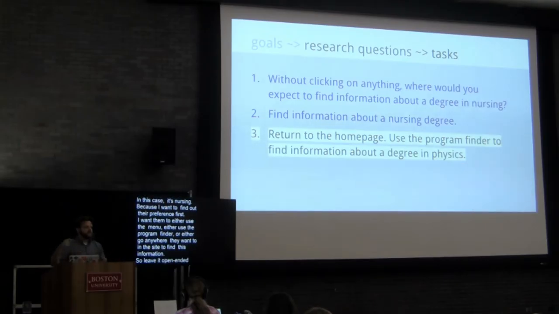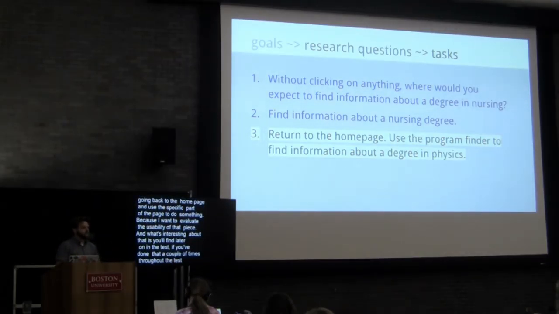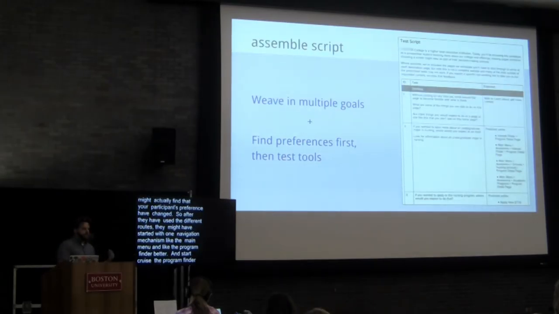And then later on in the test, I write in another task that says, okay, now go back to the home page and use this specific part of the page to do something, because I want to evaluate the usability of that piece. And what's interesting about that is you'll find later on in the test, if you've done that a couple of times, you might actually find that your participant's preference has changed. They might have started with one navigation mechanism, like the main menu, and they actually like the program finder better, and they start using the program finder for everything, including content that doesn't even live in it.